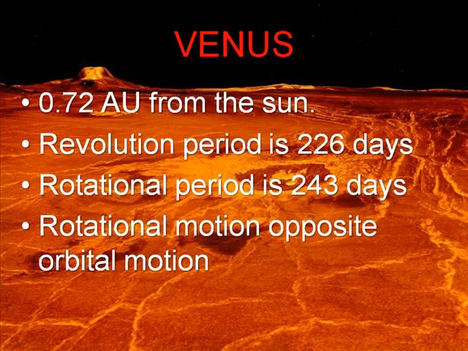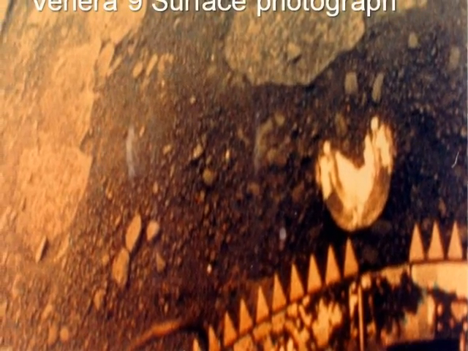Venus is 0.72 astronomical units from the Sun. Its year is about 226 days, and its day is about 243 days, so the Venusian day is actually longer than the Venusian year. It rotates on its axis opposite its motion around the Sun. Although the pressure on the surface of Venus is 90 times that of Earth's, it has been visited by several space probes, one of which, called the Venera 9 space probe, took a photograph shown here of the surface of Venus.